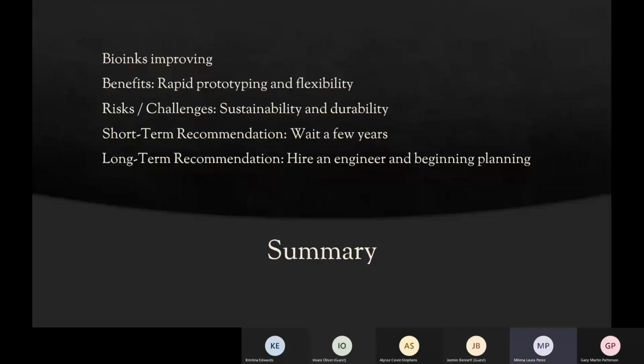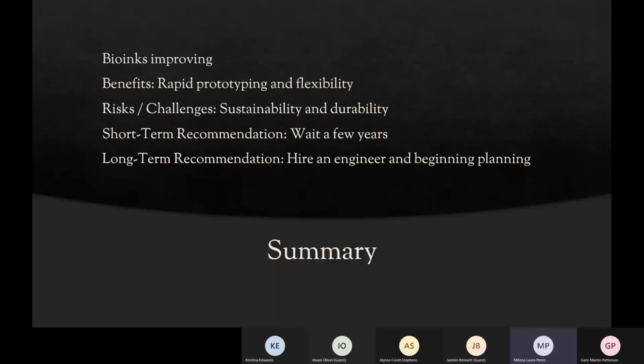3D printing has fewer steps than traditional manufacturing and is continuing to improve the bioinks used for production of medical field items. Benefits of additive manufacturing identified are rapid prototyping, flexibility, and quality of products created. Risks and challenges include sustainability, quality variations, and durability.